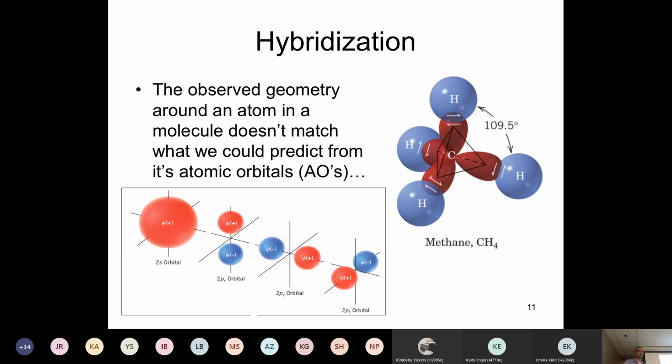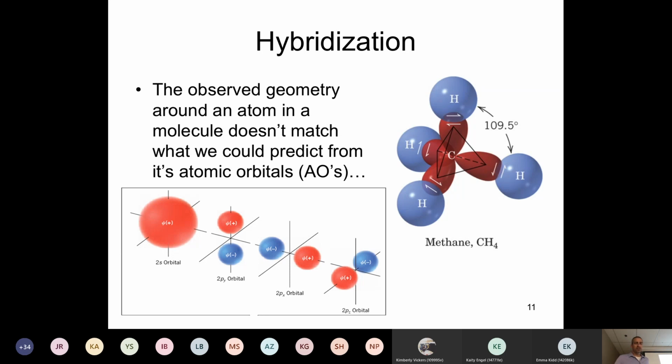So for hybridization, what we notice is that if you look at just plain old atomic orbitals, okay, the S's and the P's that I talked about before, they often don't account for the shapes that we see for molecules. So we invoke this idea of hybridization, where we take atomic orbitals and we put them together and we come up with new combinations of orbitals.